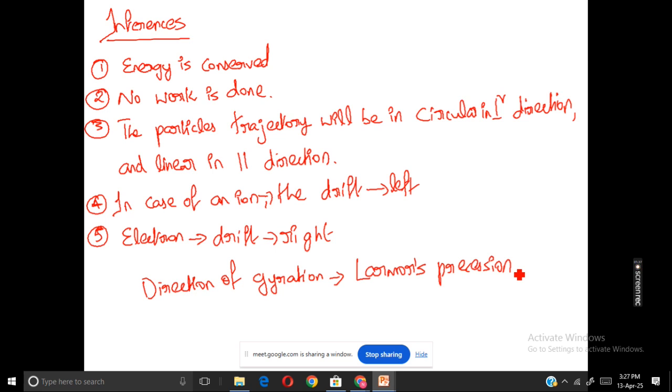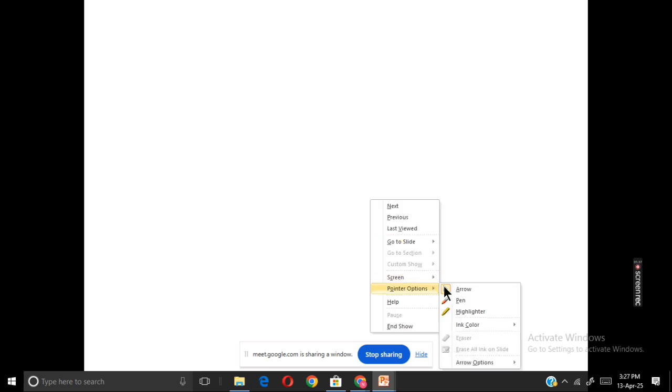That's about the particle motion in a uniform magnetic field. Now let's consider the particle motion when we are applying perpendicular electric and magnetic fields. Particle motion in the presence of perpendicular electric and magnetic fields.